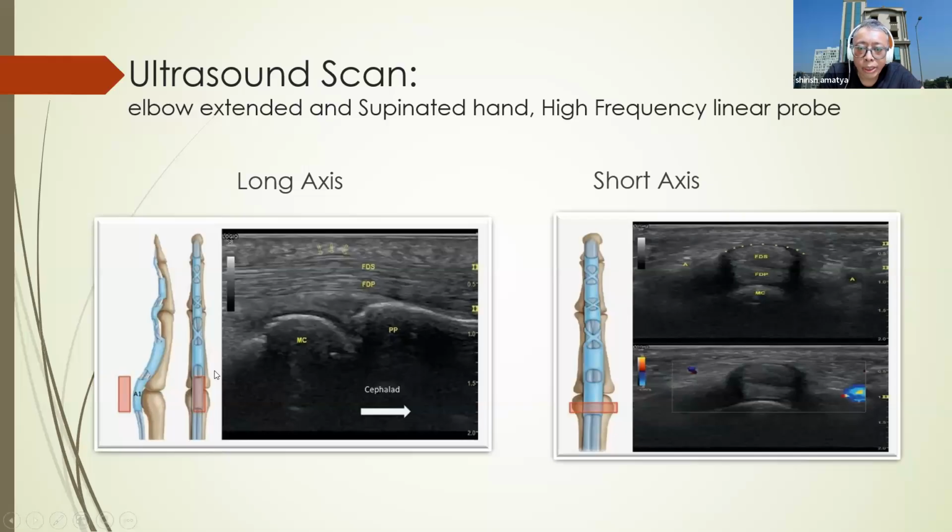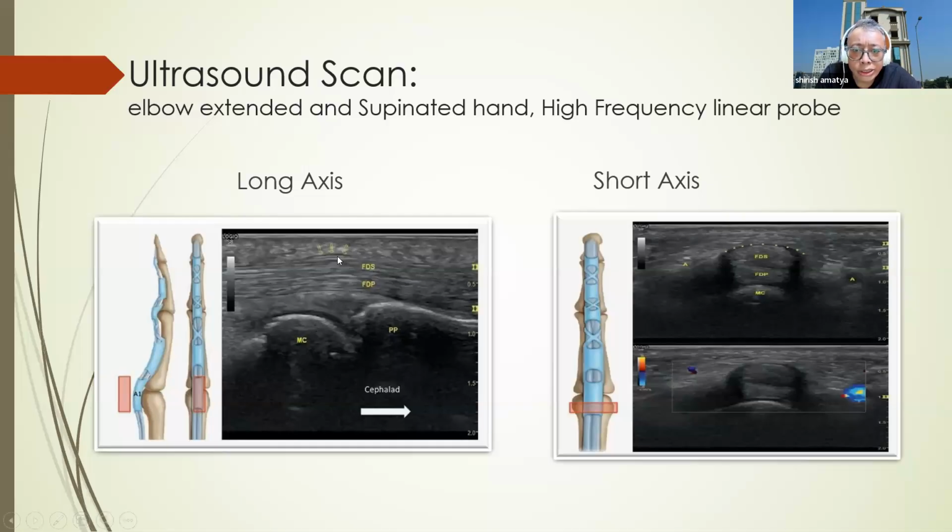And just over the junction of the metacarpophalangeal joint, you can see beautiful hyperechoic linear fibers of flexor digitorum superficialis and profundus. And just over that, there is a thin black line which is demarcated by the three yellow arrows. So this is the A1 pulley.